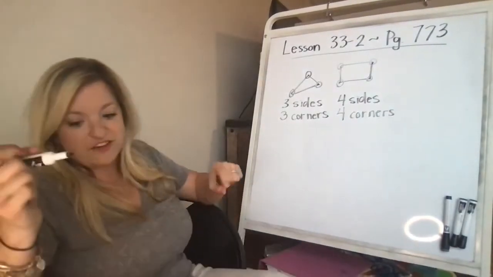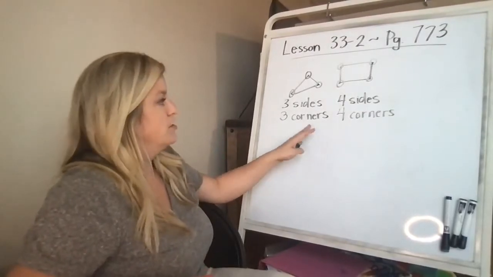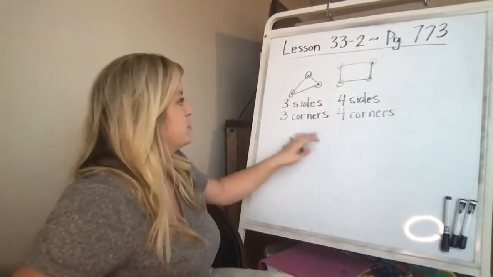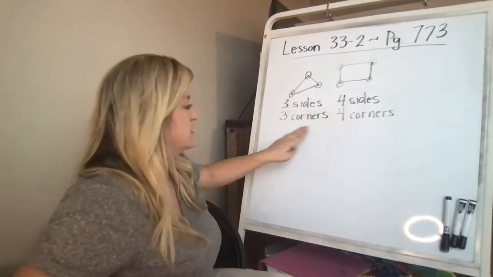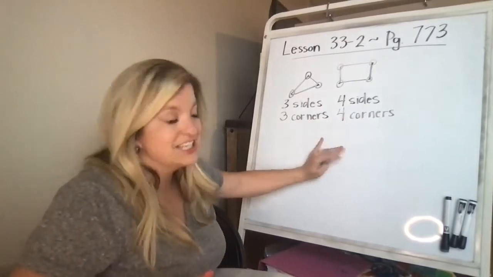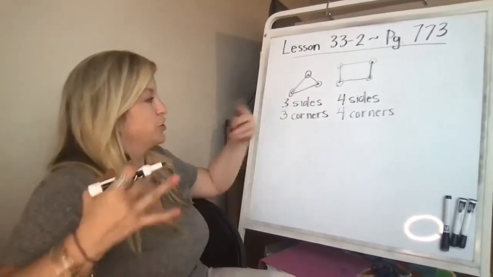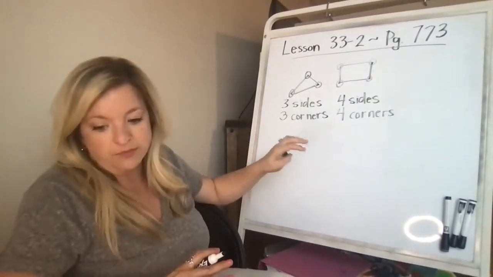And then there are some other ones that have a whole bunch of other different numbers of sides. But when you talk about shapes, you can talk about the sides and the corners if they're two-dimensional. That means they're flat. If it's three-dimensional, it's going to pop out and you're going to have more. But this is only for two-dimensional shapes.